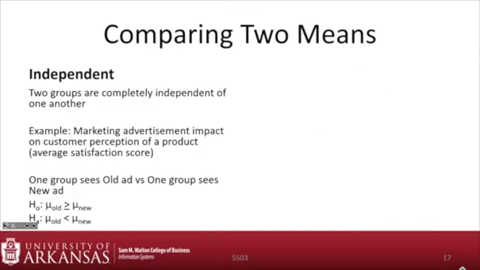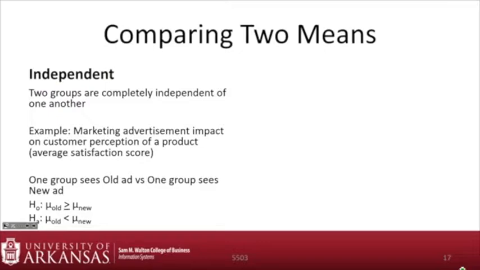So when we're comparing 2 means, we're going to start with the independent t-test. So our 2 groups are completely independent of one another. An example that we have is a marketing advertisement's impact on customer perception of a product. Right? So we're looking at the average satisfaction score. So one group is going to see our old ad, one group is going to see our new ad, and we want to see if the average satisfaction score changes.